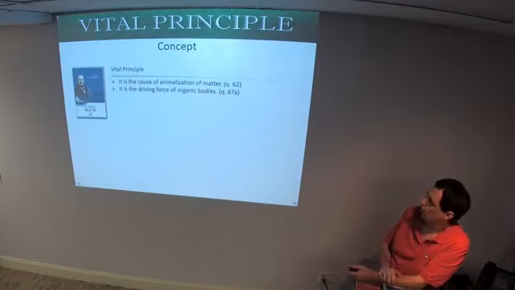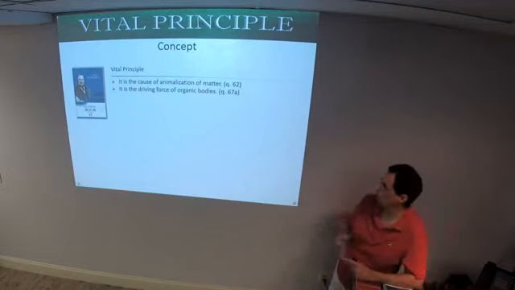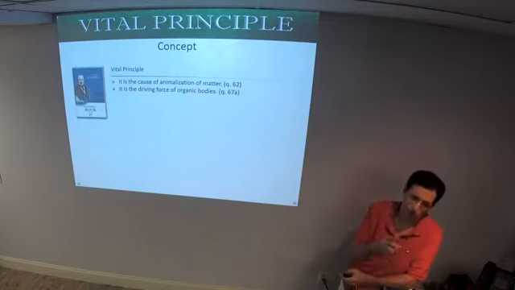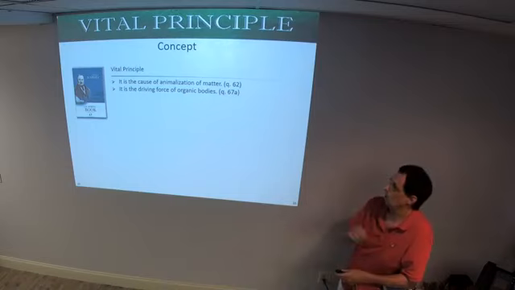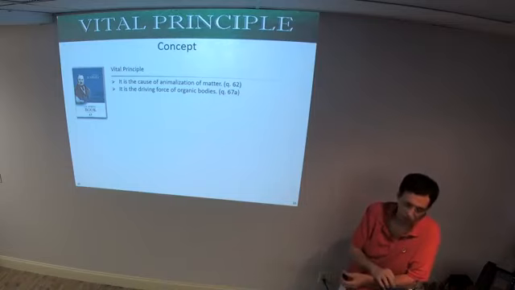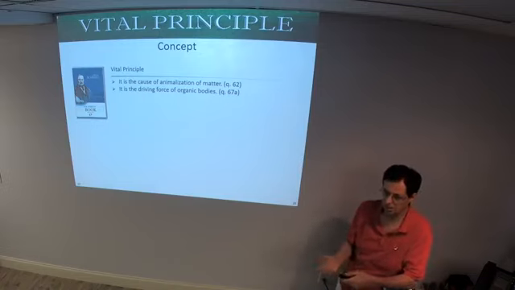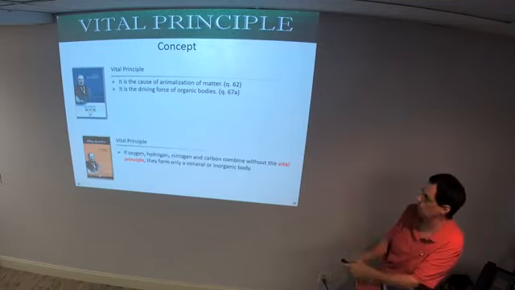So summarizing a little bit, vital principle is the cause of the animalization of matter. Animalization is not dog, is not cat, it's not horse, it's anima. It is a driving force of organic bodies. It's what makes the organic bodies be organic bodies. It sustains them. We're going to see that a little bit later.